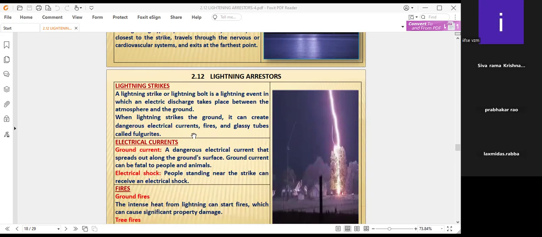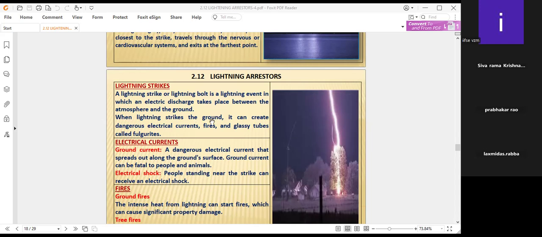The next topic is in the syllabus here. A lightning strike or lightning bolt is a lightning event in which an electric discharge takes place between the atmosphere and the ground. Because in the atmosphere, as we discussed in the first class, air acts as an insulator. It will reach from the source to the receiver, and the receiving is important.